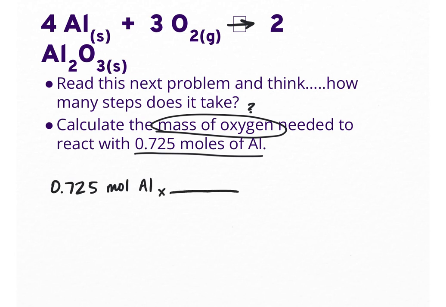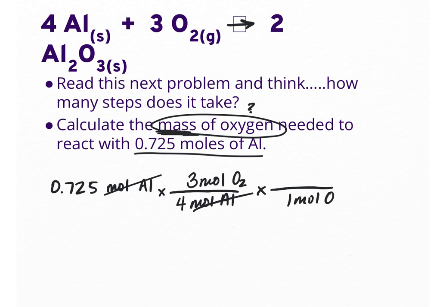So I'm just going to put 4 moles of aluminum on the bottom. I'm converting it into moles of oxygen. Moles of aluminum crosses out. And then I need to convert that to grams of oxygen because I'm being asked for mass. So 1 mole of O2 has a mass of 32 grams. This is equivalent to 17.4 grams of O2.